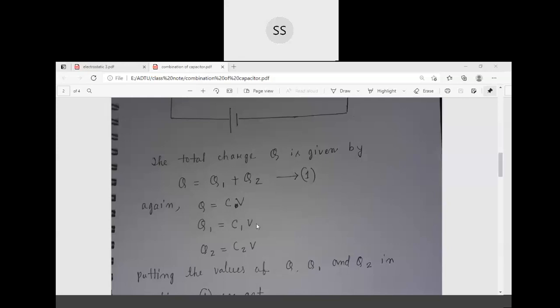So when we put this value of V here, then Q1 will be C1 divided by C1 plus C2, into Q. So that will be the case when we don't know the value of potential and we have to calculate the charge Q1 across the first capacitor: Q1 equal to C1 divided by C1 plus C2 into Q. And for this, Q2 equal to C2 divided by C1 plus C2 into Q. So that is the value of Q1 and Q2 in terms of capacitance and charge only, if we don't know the value of potential.